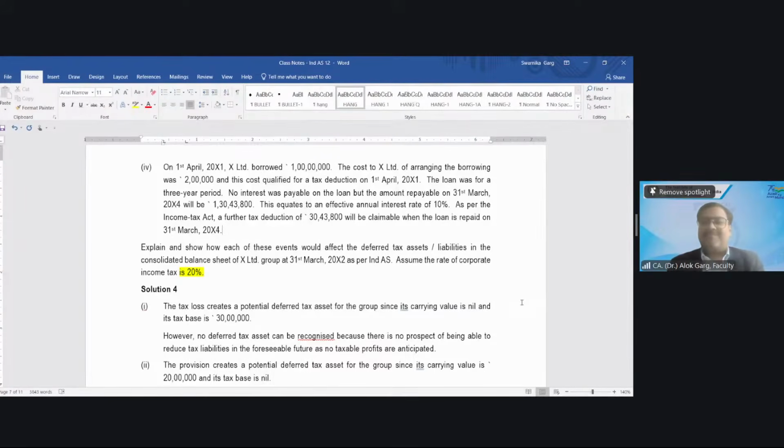Yes. First of all, tell me, what is the carrying value of the loan on day 1? Tell me. What will it be on day 1?